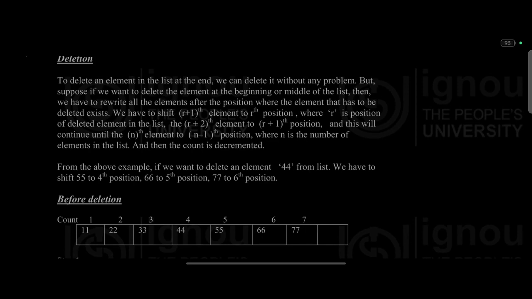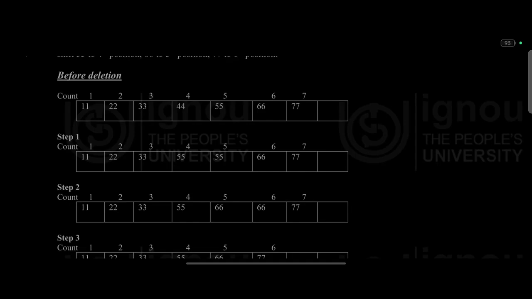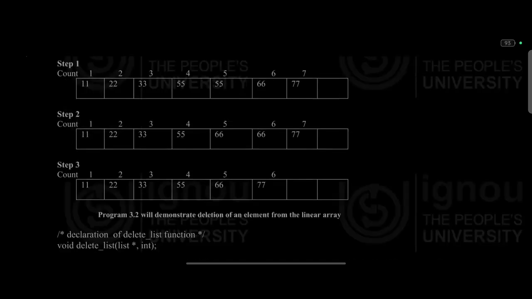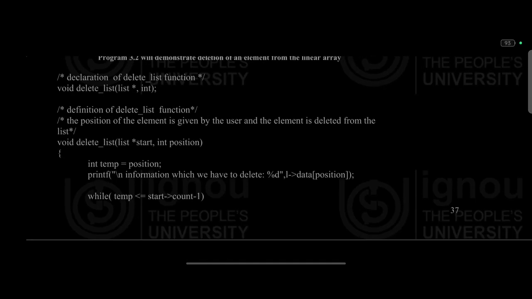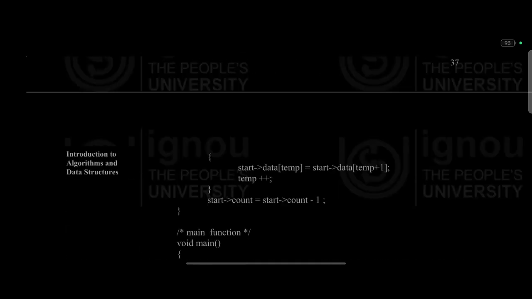From the above example, if we want to delete the element 44 from the list, we have to shift 55 to the 4th position, 66 to the 5th position, 77 to the 6th position. So before deletion, you can see the table here. Okay, and here you can read the program also. Okay, here you can read the program.